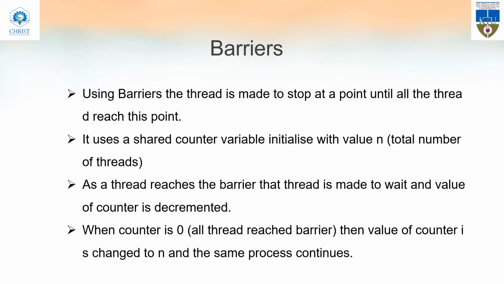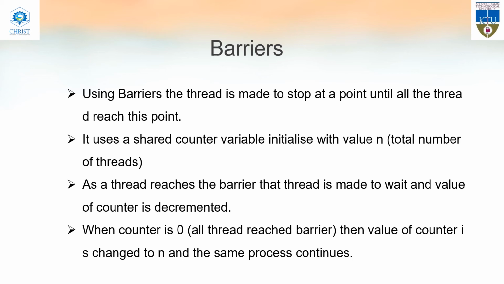So the first one was spin lock, so we were dealing with synchronization using polling. Now we'll be moving on to barriers. Okay, so the next one is barriers. What happens in barriers is that it makes sure that all the threads are executed, that all the threads get executed up to a point.